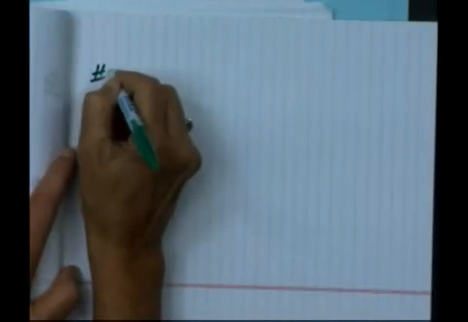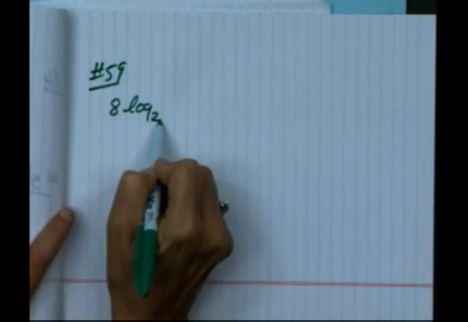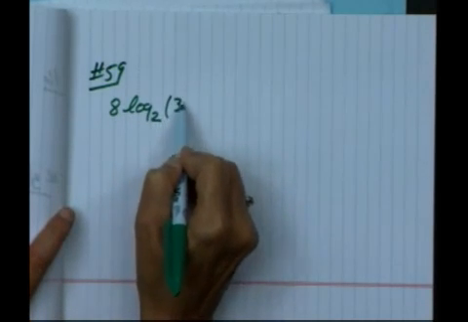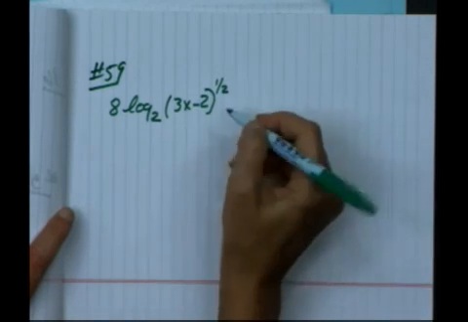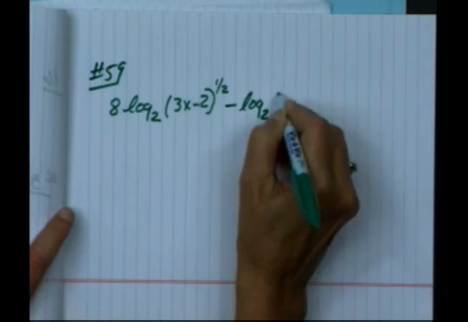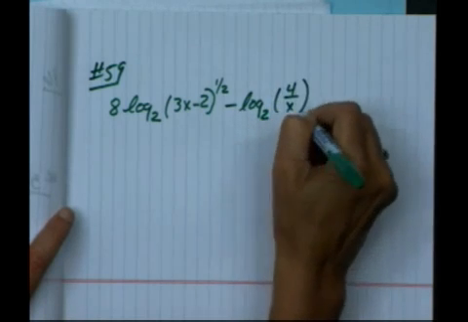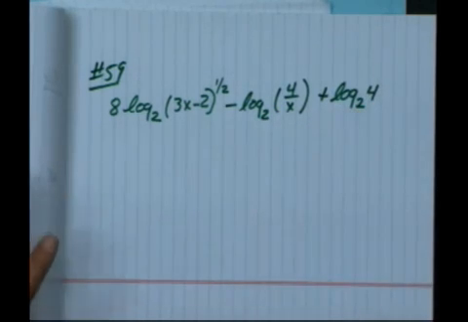Need to practice lots of these because you could get confused on them. Number 59. Same instructions. We want to write as a single logarithm. So we have 8 log to the base 2. I'm going to write that as 3x minus 2 to the 1/2 power, even though it's got a square root in the book. Minus log to the base 2 of 4 over x plus log to the base 2 of 4.